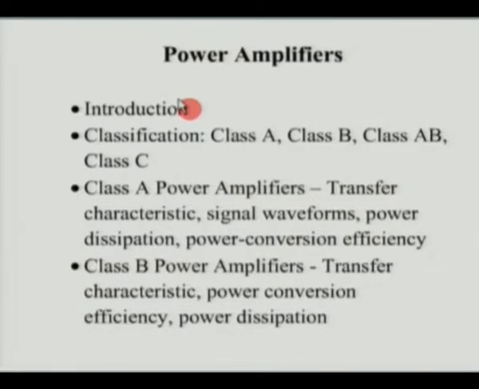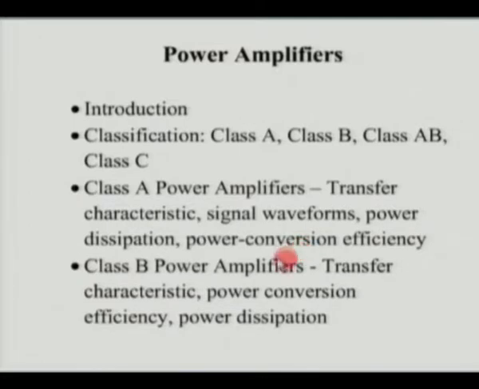I will quickly go through the kind of topics I plan to cover, depending on the time. When we talk about power amplifiers, they are conventionally classified into what are called class A, class B, class AB, and class C. We will see the classification initially, and then we will talk about class A power amplifiers. We will see their transfer characteristics, observe their signal waveforms, and see their power dissipation and power conversion efficiency.